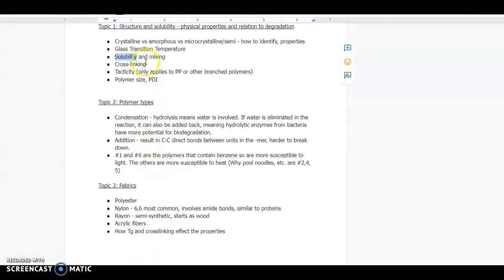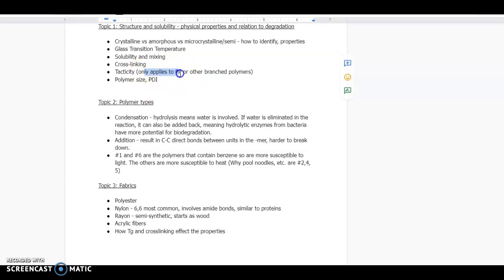We also talked about cross-linking a lot. We talked about mixing in terms of, this is when you actually have a polymer blend, which a lot of fabrics have, because we're trying to get some of one property and some of the others. Mix them all together. They're not copolymerized. They're different chains. They're just mingled together, mixed together.